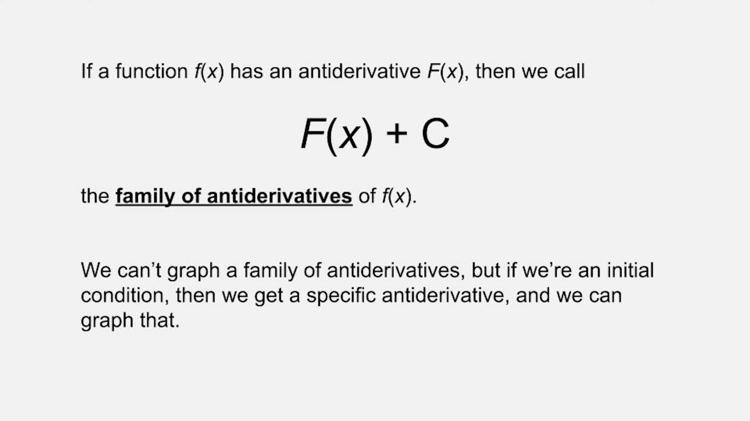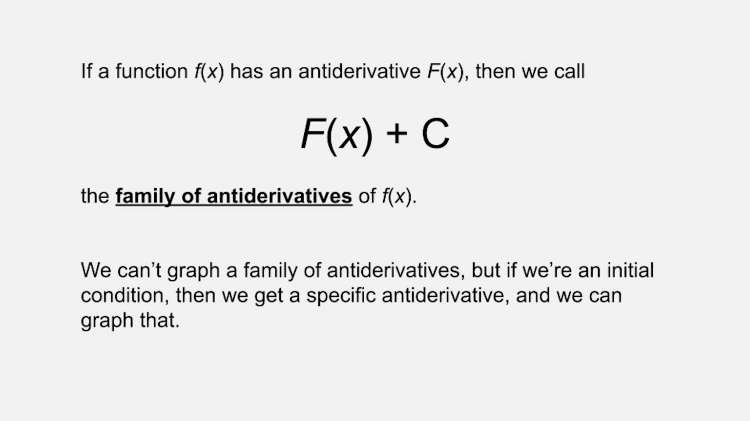Now, we can't graph families of antiderivatives because if I have a function plus c, I have no way of graphing that without knowing what c is. But as we saw in the last video, if we're given some kind of initial condition, we can use that to find precisely what c is, and then we have one specific function, and then of course we can graph that function because we know what it is now.